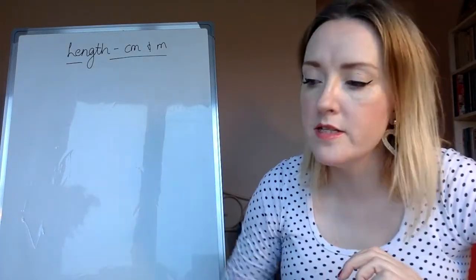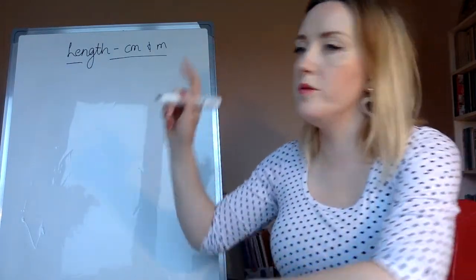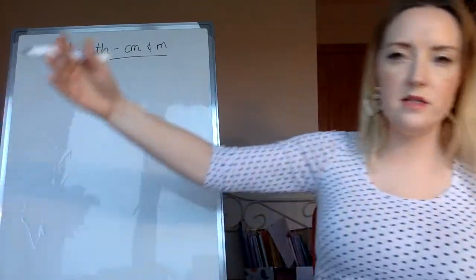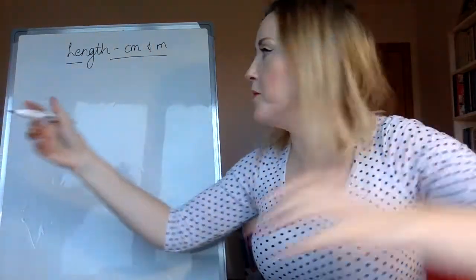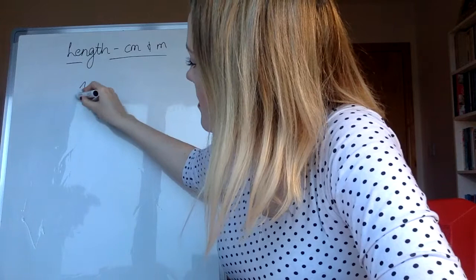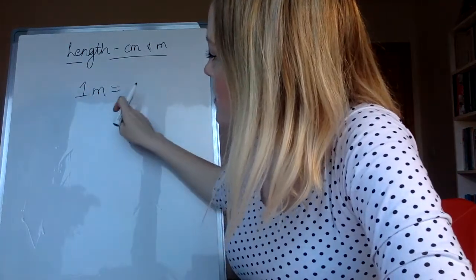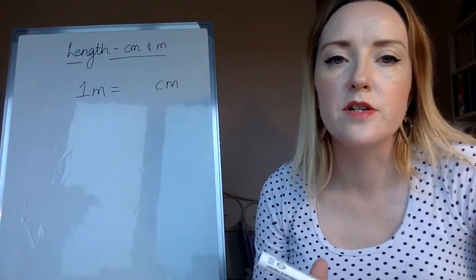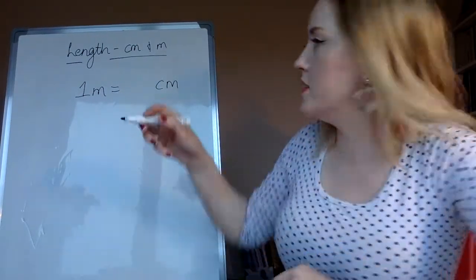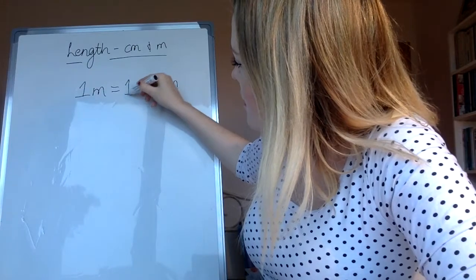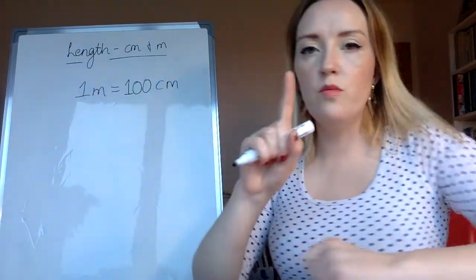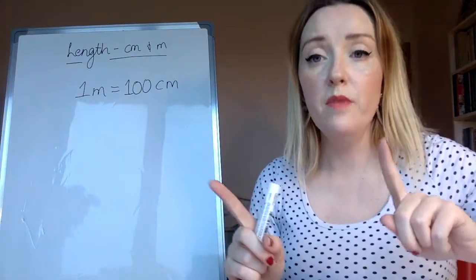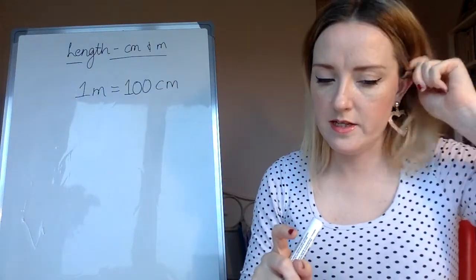And how many centimetres were in 1 metre? 1 metre, so the long one. So 1 metre is equal to the same as how many centimetres? Can you remember? 100, exactly. So 1 metre, the long one, is equal to 100 centimetres. Okay, that's all the stuff that we did yesterday. So I hope that all made sense.